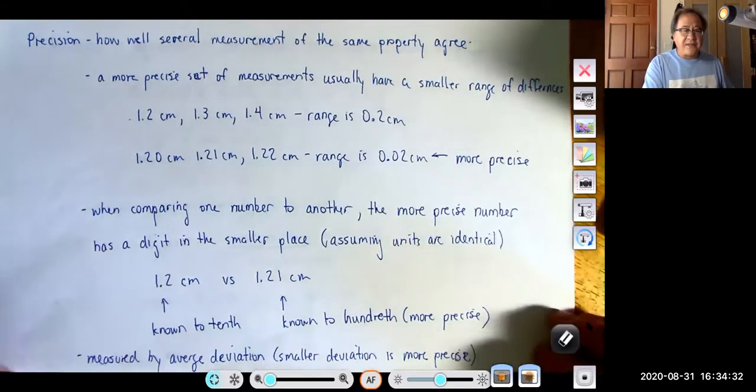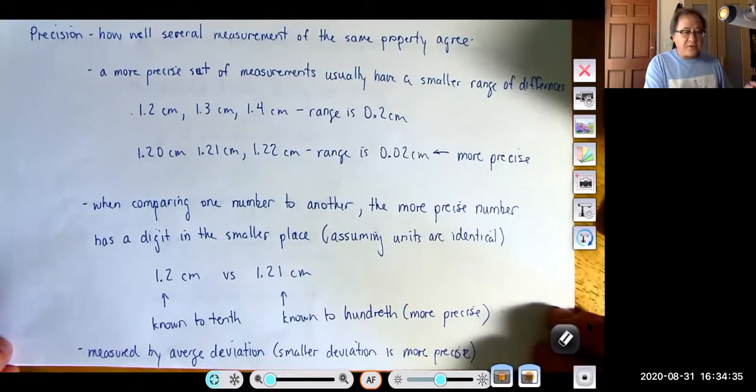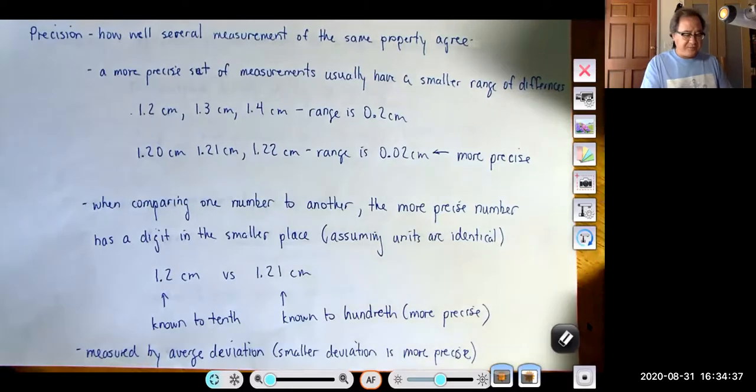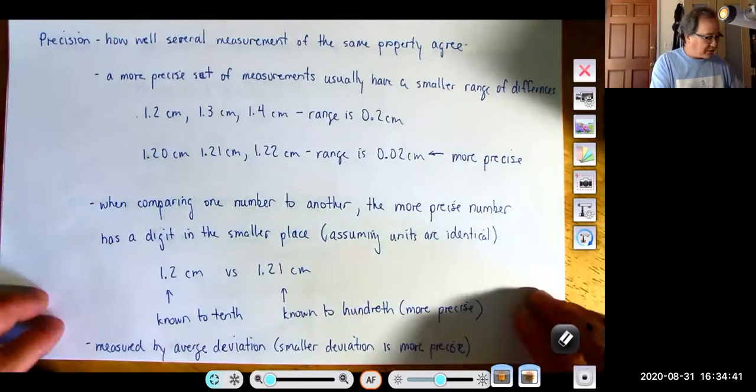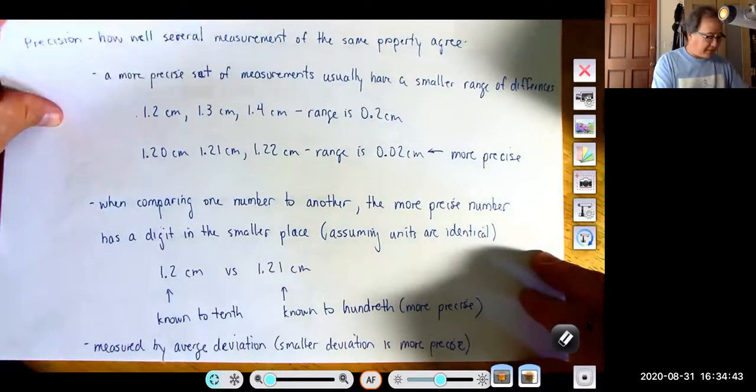Now, how do you actually measure precision? You measure it by something called average deviation, where the smaller deviation is more precise. And we're going to see an example of that in a little bit.